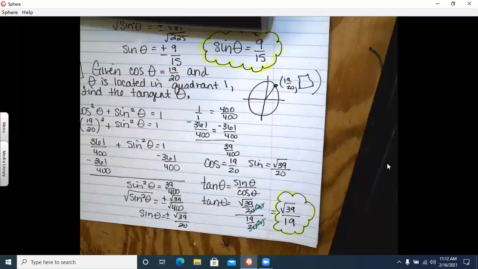Okay. And so my tangent, and I know tangent is positive in the first quarter because it's always going to be positive divided by positive, right? In the first quarter, and that's my answer. So I found my sine first before I could find the tangent.